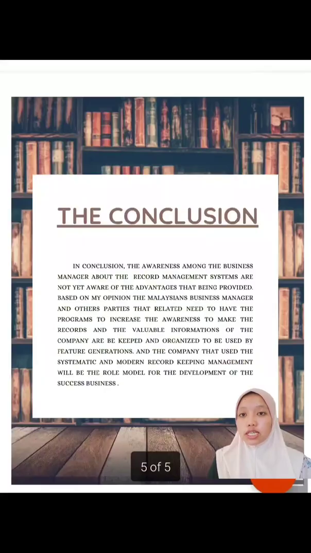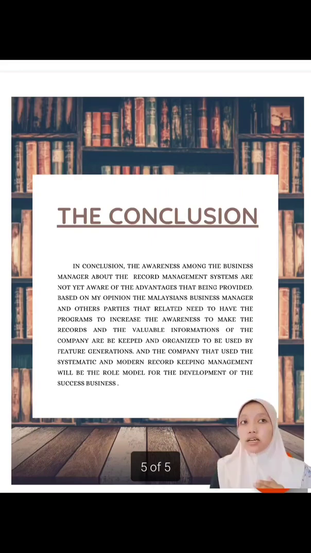So as a conclusion, the business record managers in Malaysia are not aware enough of the business record management system. So in my opinion, every manager in the department needs to learn about how to keep the business records well, so the documents and the information of the records can be used in the future and can be referred to.